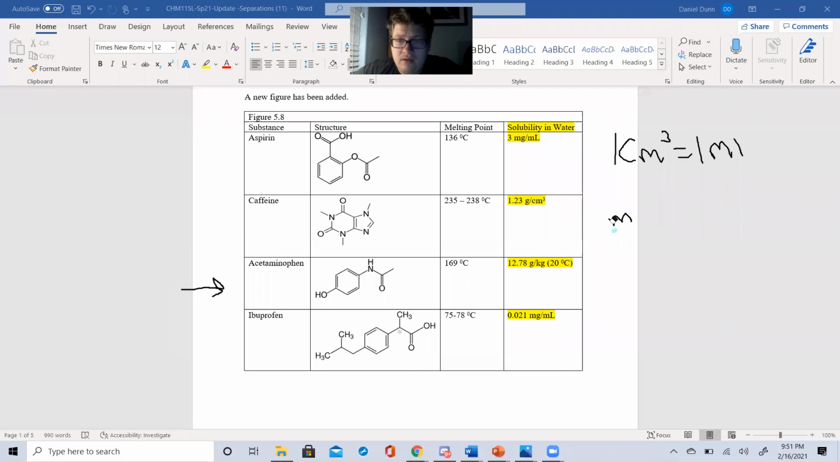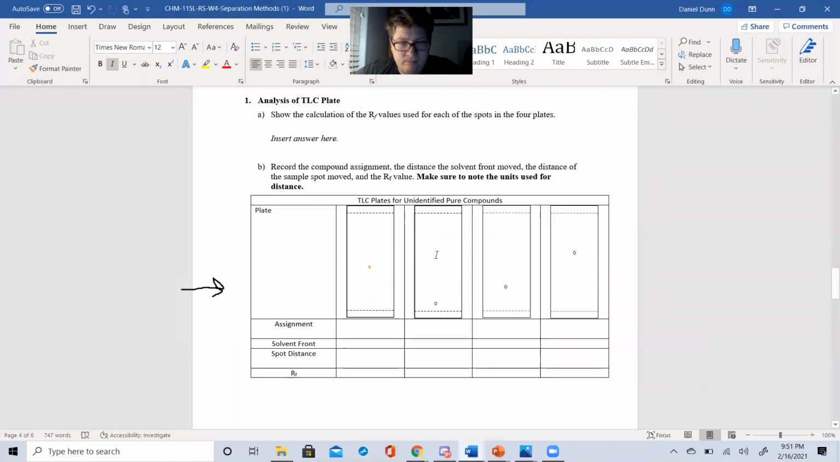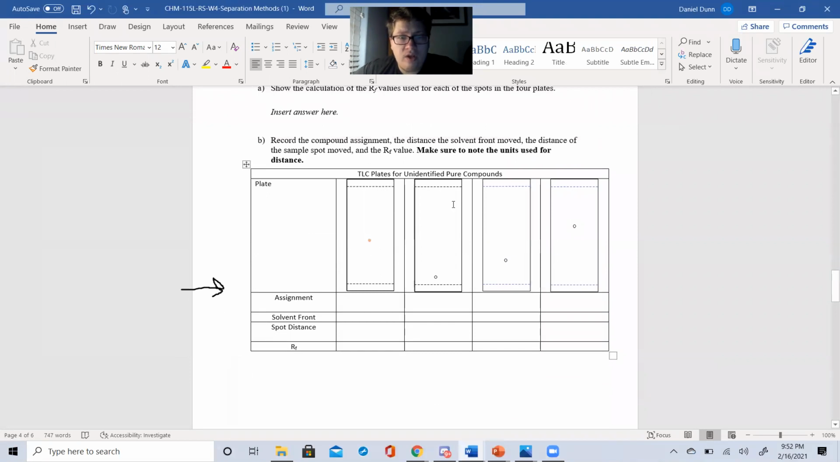Once you have that, you're going to look at the TLC plate. Here. And you got to figure out which one is this. So the solution being used for this guy is 100% ethyl acetate, which is 100% polar. So the higher solubility in the water, the more it should move up. So this is the most polar. This is the second most polar, third, and fourth. Tell me what it is, like caffeine, acetaminophen, aspirin, ibuprofen.